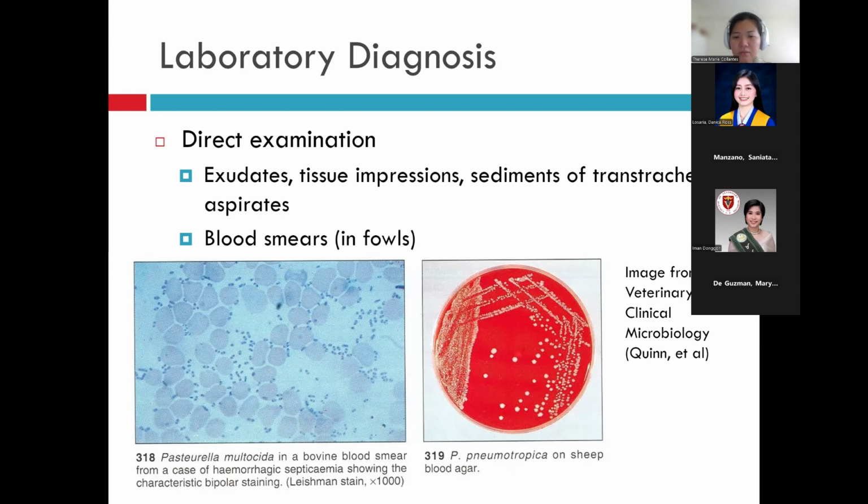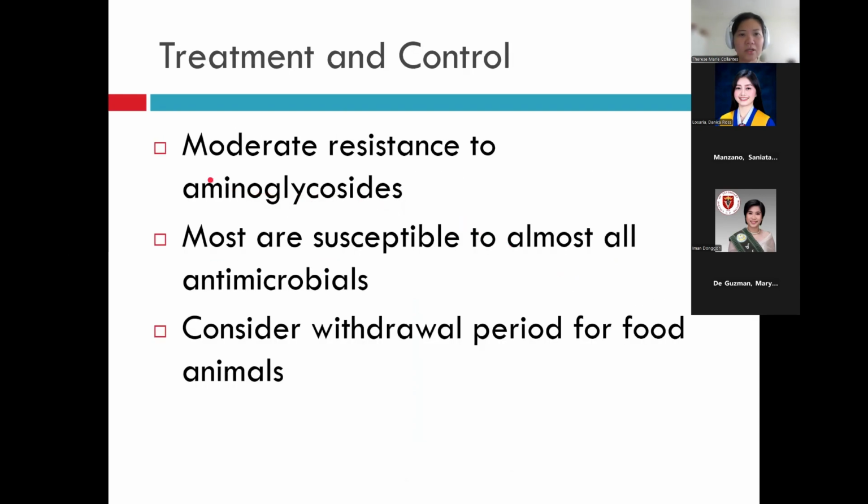And then this one is in sheep. So this is the blood agar, and the species isolated here is your pneumotropica. There is moderate resistance to aminoglycosides, and most are susceptible to almost all antimicrobials. But for food animals, so we mentioned that, for example, in the case of shipping fever or hemosept, there must be a withdrawal period for food animals because you don't want the antibiotics to remain in the meat, no?